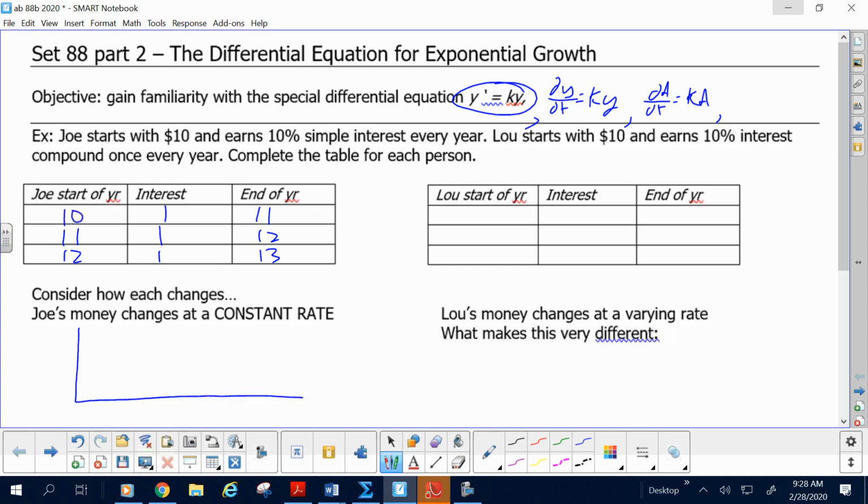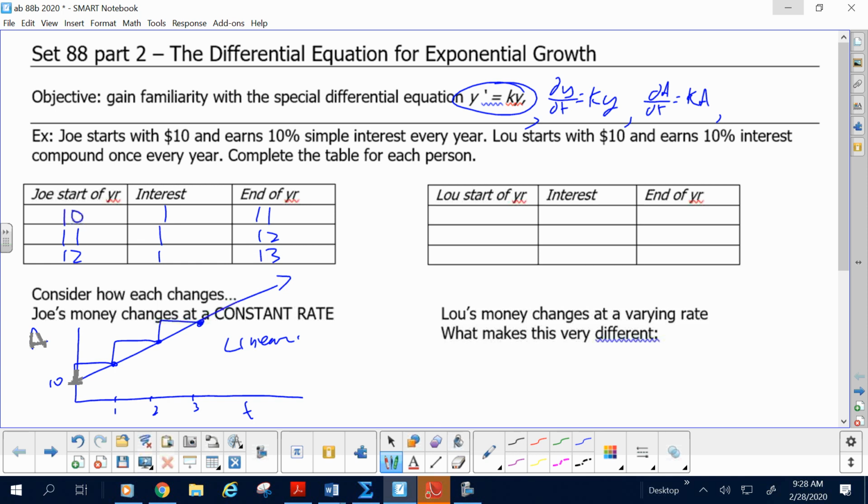Now let's consider how that amount changes with time. Starting at $10, in 1 year it goes up $1. In 2 years it goes up another $1. In 3 years it goes up another $1. When the rate is always the same, what kind of growth do we have? Linear. This is linear growth. The rate of change is constant.